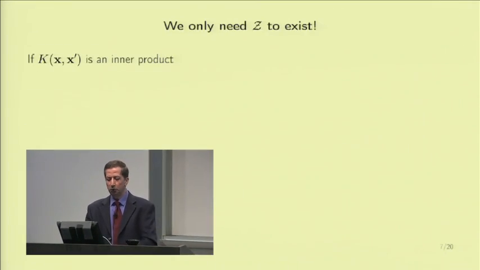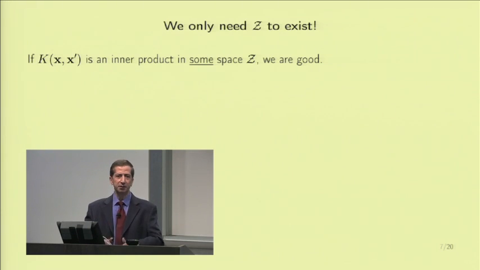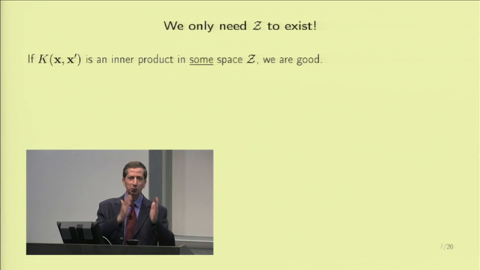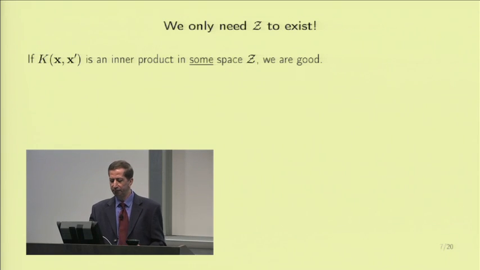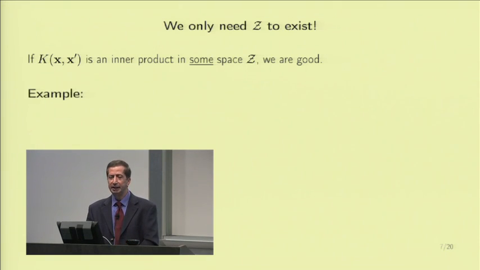So now, let's get carried away and try to just get a kernel that maps us to Z without even imagining what Z is. So we take this to be an inner product in some space Z. Once you do that, we are good with the entire machinery and the guarantees, and we will get the support vectors, and we will get generalization bounds, all of the above. And here is an example of a kernel. This would be a useful kernel.